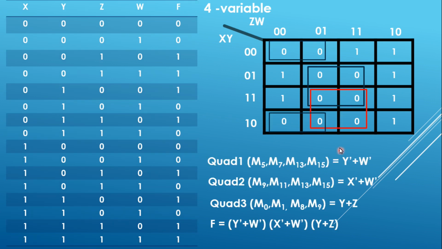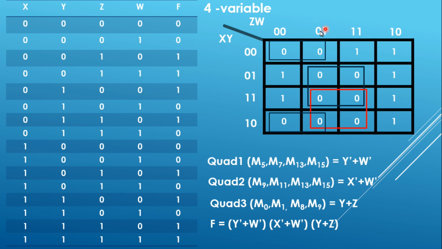From quad 1, which are those terms? Because these are the max terms, you will be representing them with a capital M. The term numbers are M5, 7, 13 and 15. Now you see again the changing variable has to be removed. So x is removed. Now what is the same? It is y that is the same, right? But what is its value? It is 1. But here you will be putting y bar, since it is a POS expression which is coming out. So you will be getting y bar here.